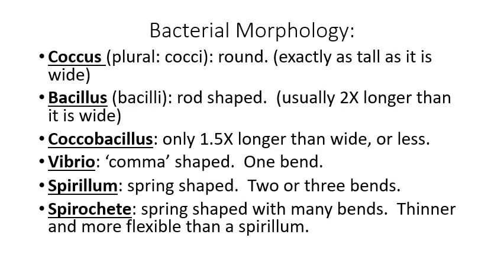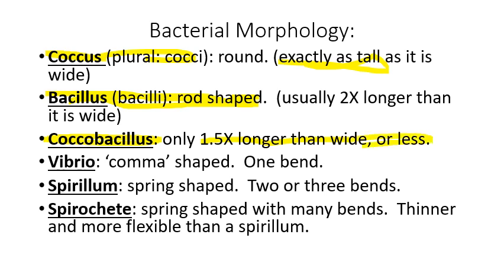We're going to discuss this in greater detail in a couple of lectures, but basically a round bacterium is called a coccus, plural cocci. They are round and exactly as tall as they are wide. A bacillus, plural bacilli, is rod-shaped, usually around 2 times longer than it is wide. Some bacteria are classified as coccobacilli, where they are only 1.5 times longer than they are wide or less.